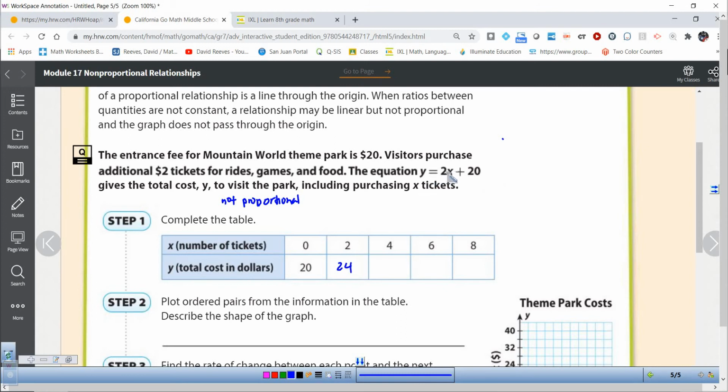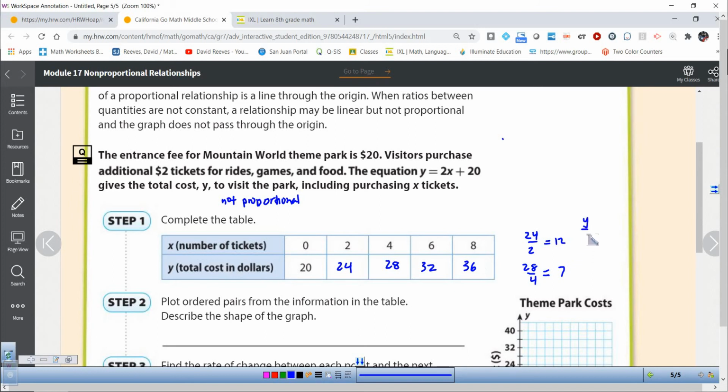All right, 4 times 2 is 8, plus 20 is 28. 2 times 6 is 12, and we get 32. And 2 times 8 is 16, plus 20 is 36. All right, so again, if I take a look at y divided by x, this one right here is 24 divided by 2. That's 12, right? But if I do 28 divided by 4, what do I get? I get 7, right? 32 divided by 6 doesn't even go in evenly, and neither does the one for 8.